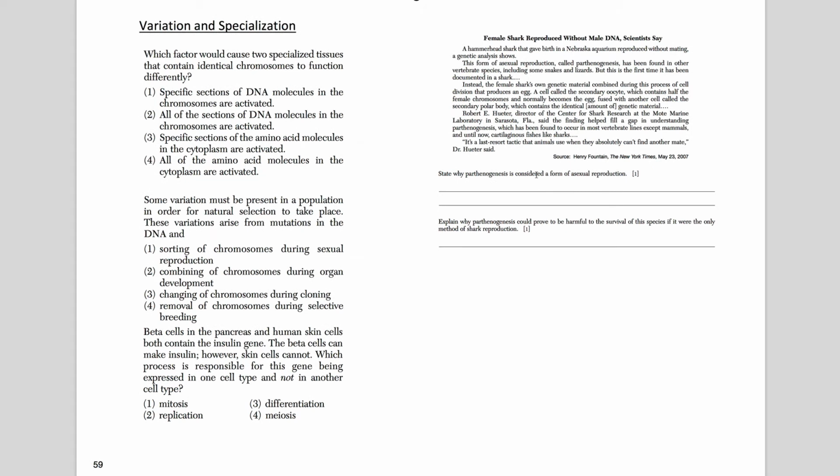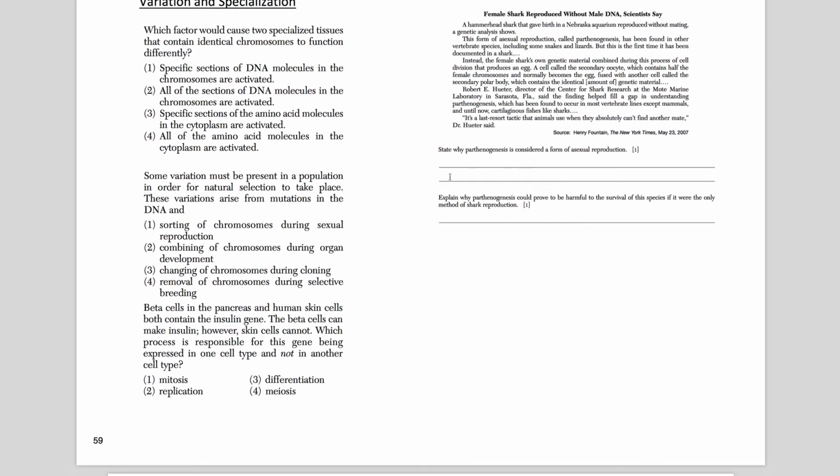And then on the right, why is it a form of asexual reproduction? Because they make clones. The shark didn't mate. Explain why it could be harmful to survival of the species. So this is what we're talking about evolution-wise.